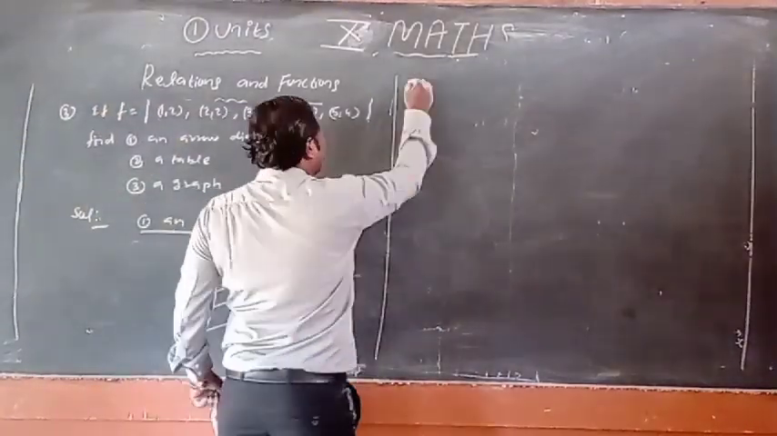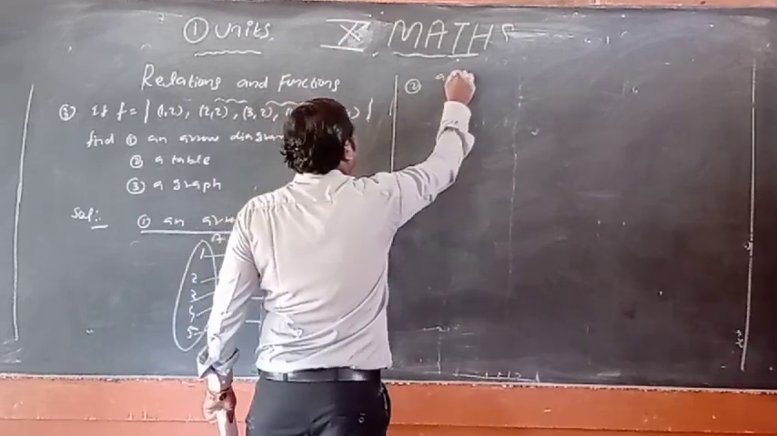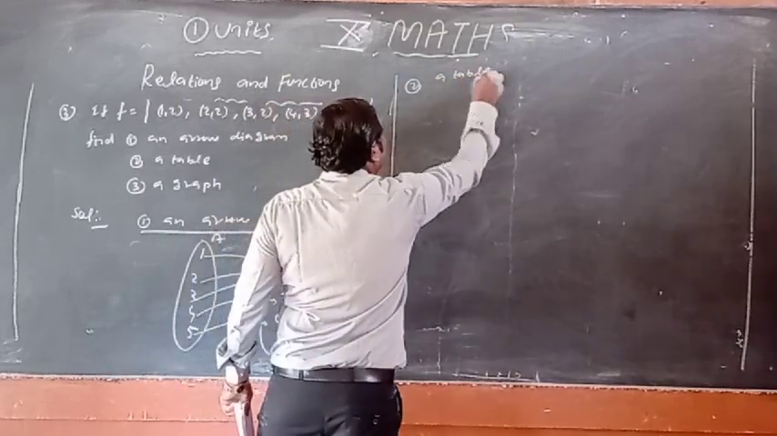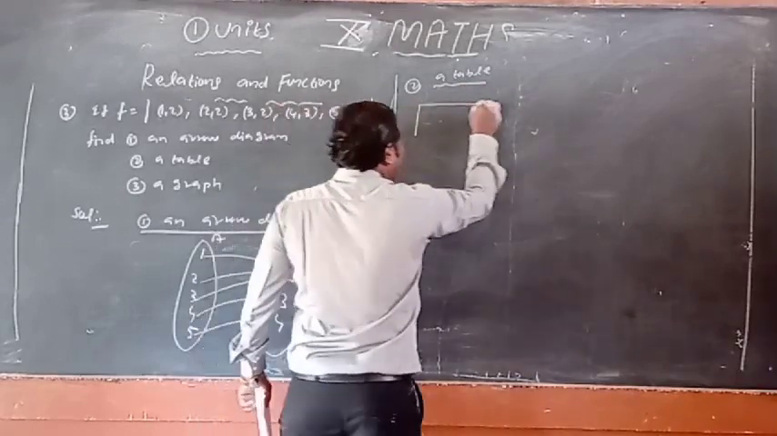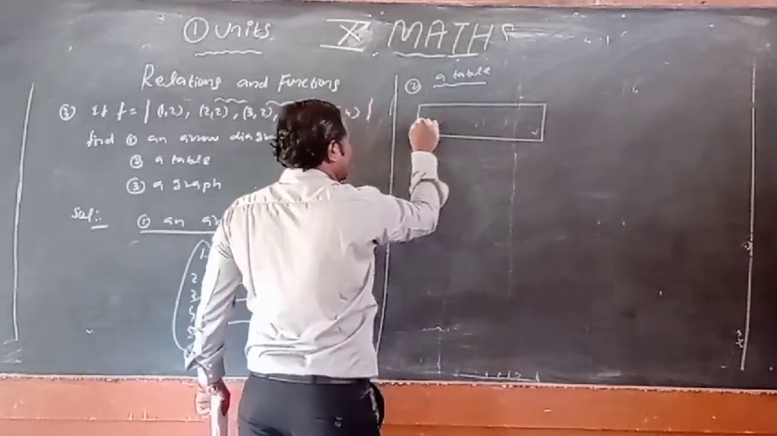Next one. What about the second one? Second one, a table. One is x, another one is f of x.